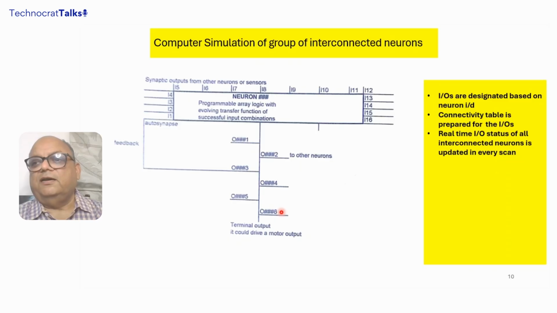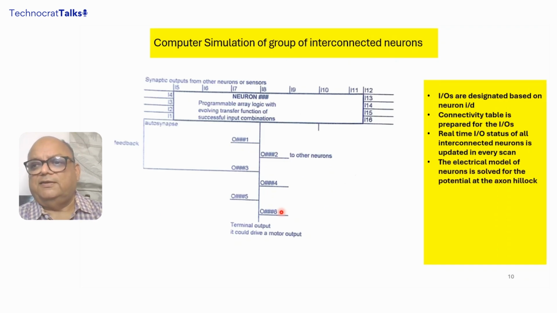And in real time, the IO status for all interconnected neurons has to be updated in every scan of the software. I am assuming that the software is implemented on a regular computer, as per the sequential routine scanning, like a PLC program or something like that.